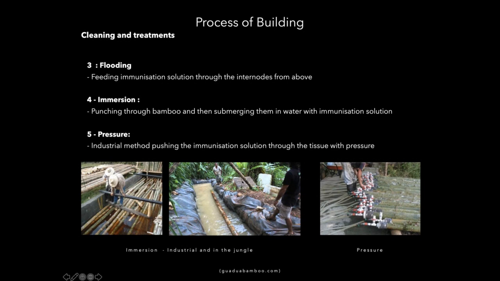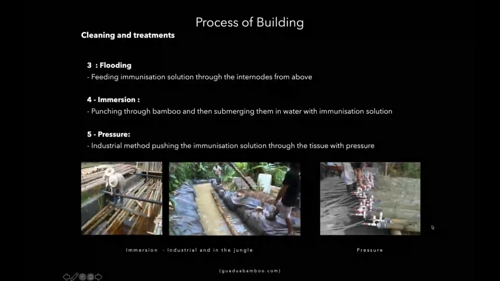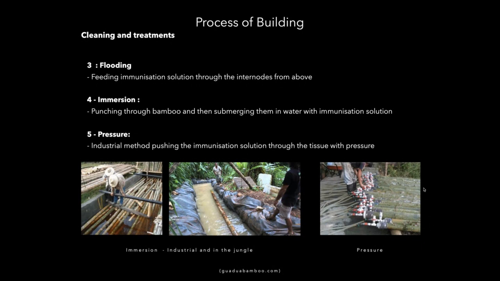This one in the jungle, that's great because you can just be anywhere and treat your bamboo. And it means that little independent farmers can do this very easily, comparatively to these ones that have a workshop space, somewhere to actually transport to do this work. This is high intensity treatment. It works the same, just as long as you submerge your bamboo for a long enough time. Obviously, the pressure one is going to be a bit more effective, but this actually works very well.